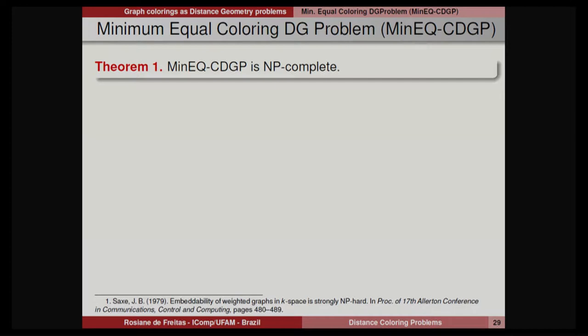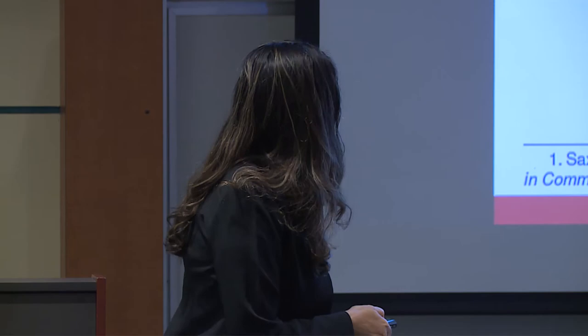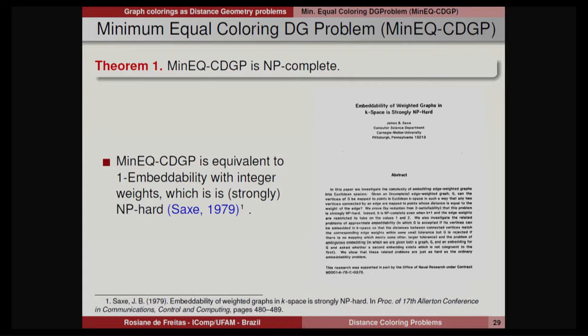And in this case, for equality constraints, we proved that it is NP-complete, but it's so trivial based on the DGP in one dimension and one-dimensional embeddability. It's the same. To prove that it belongs to NP, we can give a trivial polynomial algorithm to check if a solution is a solution in quadratic time, in the number of the vertices of the graph. And Saxe in 1979 proved the NP-hardness doing a polynomial reduction from the partition sum to the embeddability.